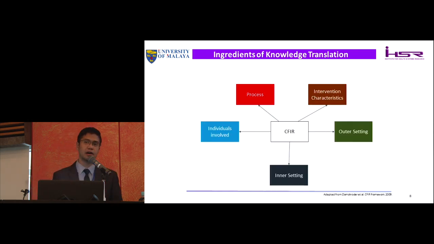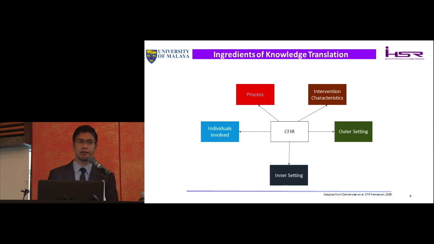So what is CFIR? CFIR was developed by Dan Schroeder in 2009. Basically, it says that there are 5 elements that you need to consider whenever you try to facilitate KT in your research projects. First one is the process. Process focuses more on the overall structure of your study. It needs to be designed and tailored in such a way that will help to facilitate KT.